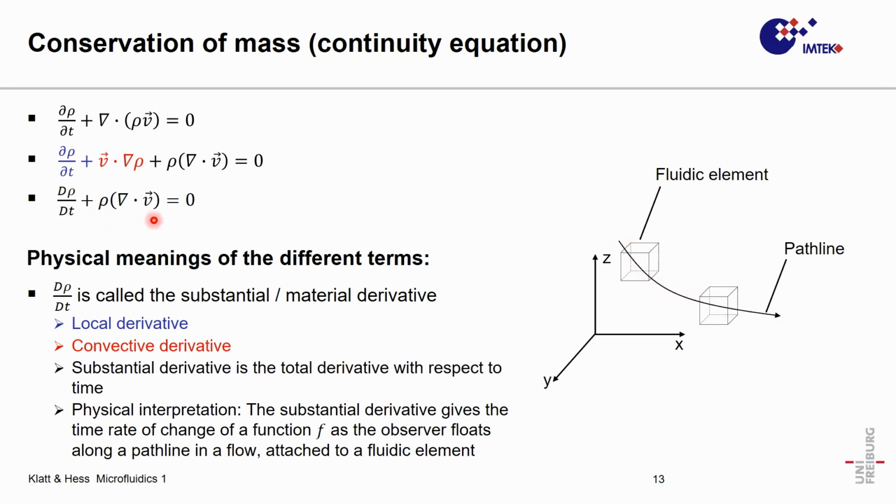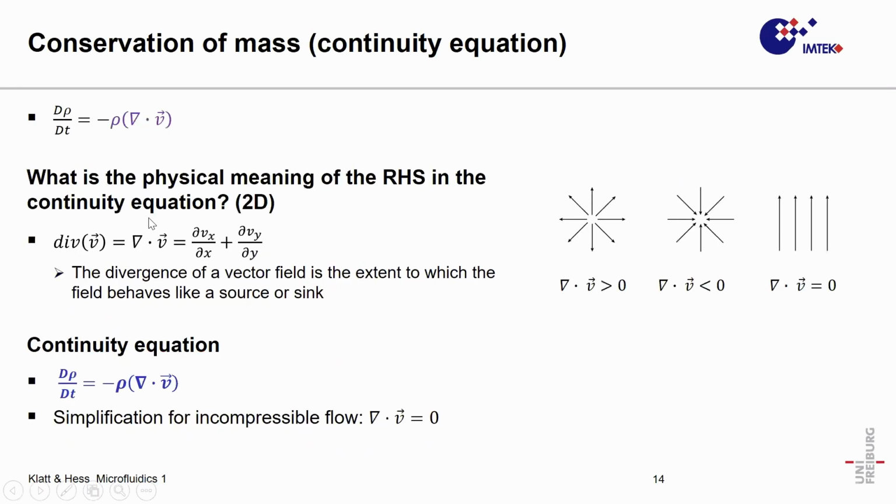We still haven't discussed the physical meaning of the second term. For this, we first bring it to the right-hand side. So this is actually a notation you will find quite often in literature when looking for the conservation of mass. And the physical meaning of the right-hand side is quite easily explained. As you can see, the right-hand side consists of the divergence of the velocity field. And the divergence of a velocity field is the extent to which the field behaves like a source or a sink. This is illustrated on the right-hand side for three simple cases.